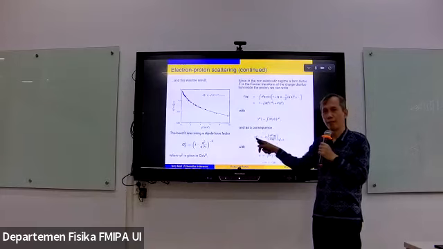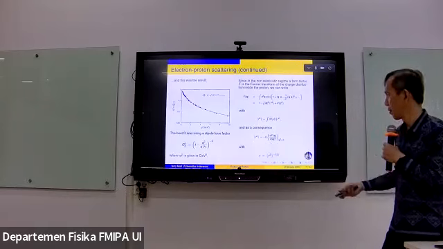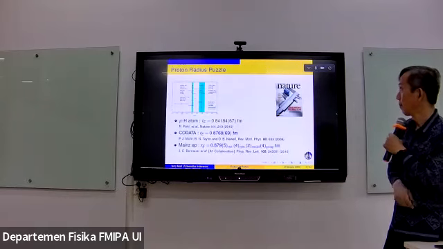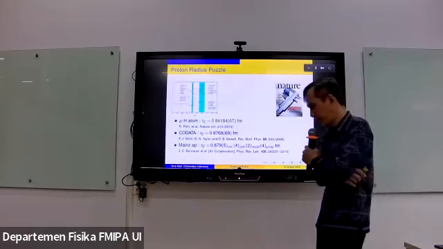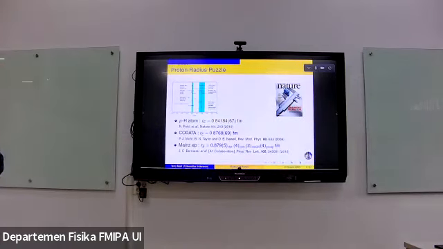And this is square. This is average. Root mean square. Mean is average. Okay. Now, if you do not have questions, I will move to the proton radius problem, or proton radius puzzle.